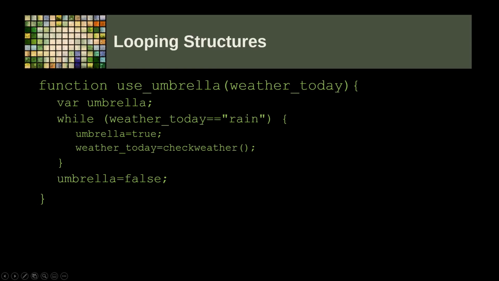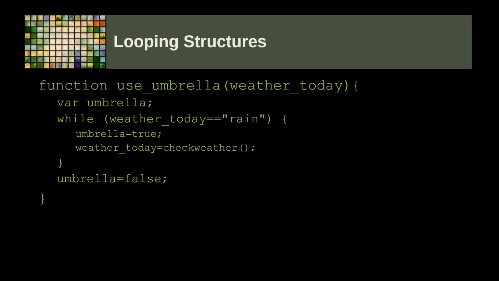So this is a function that we might write to express the logic that I was just describing. In this case, I have the function use umbrella rather than take umbrella. Still passing the parameter weather today, still creating the local variable umbrella, but we're going to use a different command, while. And while is a looping command. So while weather today is equal to rain, so that same thing there, right? We're still doing a true false here. Then as long as it remains equal to rain, then umbrella is going to be equal to true.